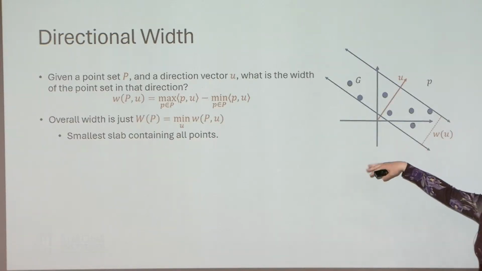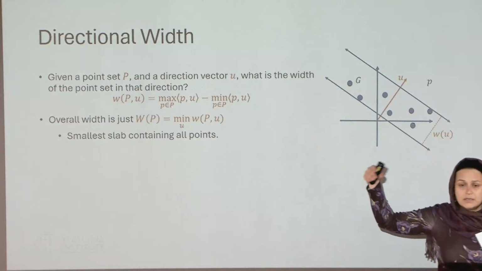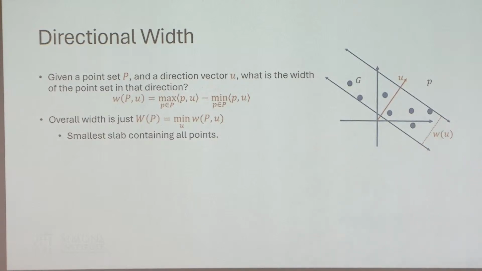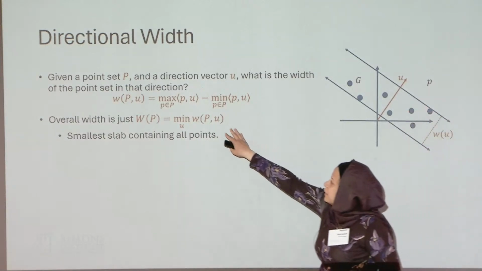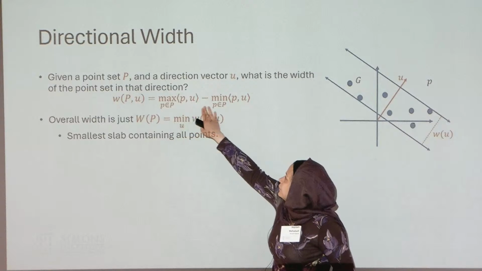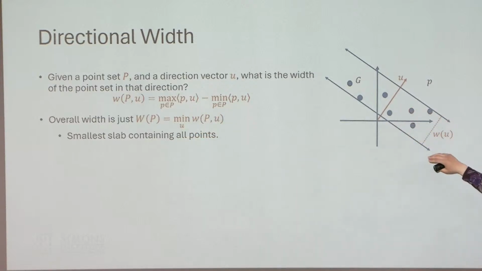So directional width is one of the original problems that were studied in the context of coresets. So given a set of points and a direction u, we say the directional width of the point set in direction u is basically the distance of the most extreme point in the direction u minus the least extreme point in the direction u once projected onto u. So basically, more precisely, the maximum inner product of p with u minus the minimum. Okay, so if you look at it pictorially, this is what you are measuring.